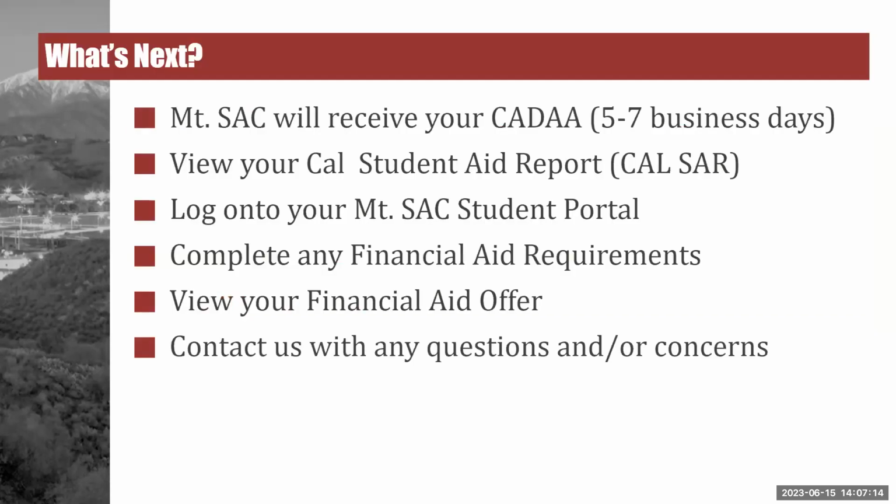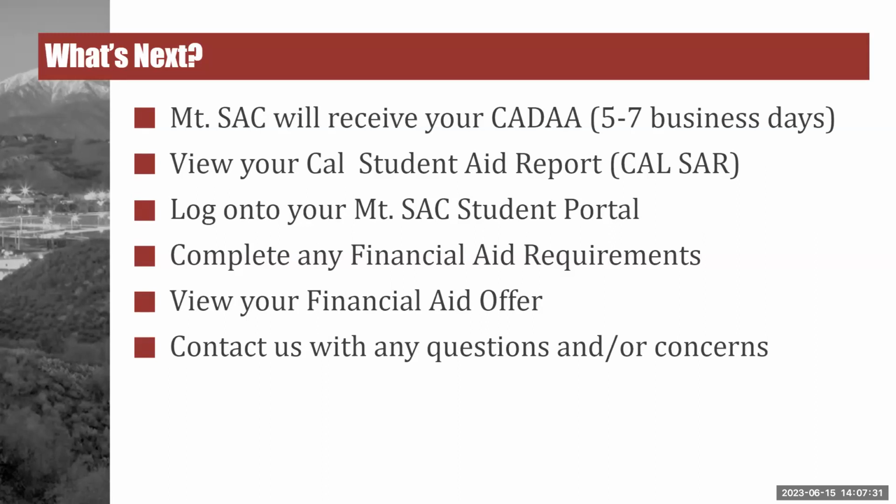Congratulations, you've finished the California DREAM Act application. Let's now discuss what you can expect after you complete and submit this financial aid application. The Mount SAC Financial Aid Office will receive your California DREAM Act application within 5 to 7 business days from the date you submit your application, as long as Mount SAC's school code 00124500 was included on the application.